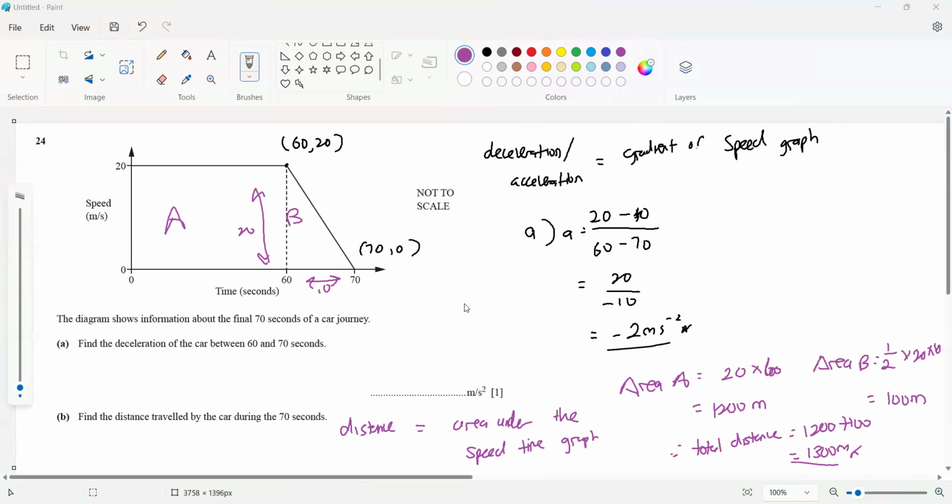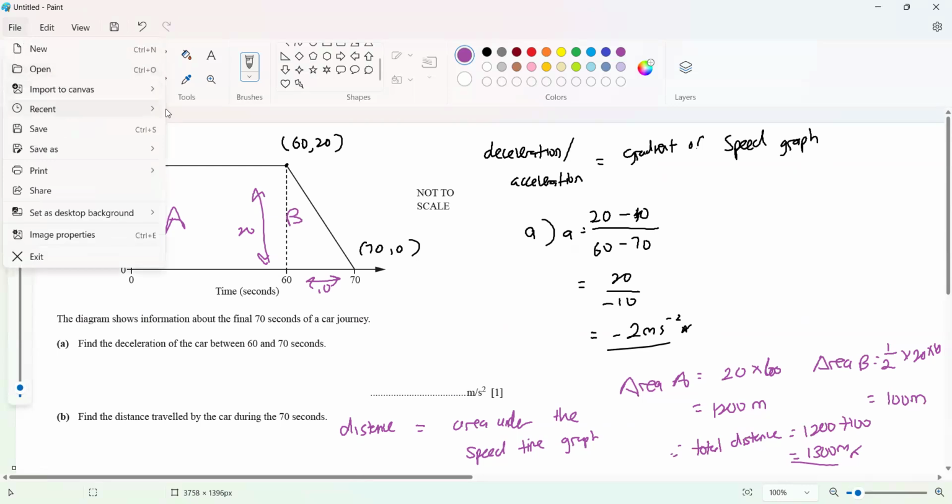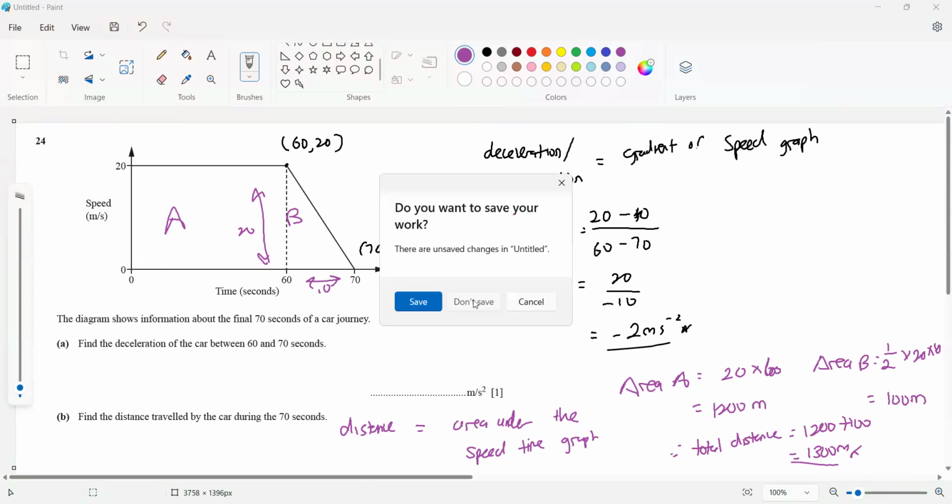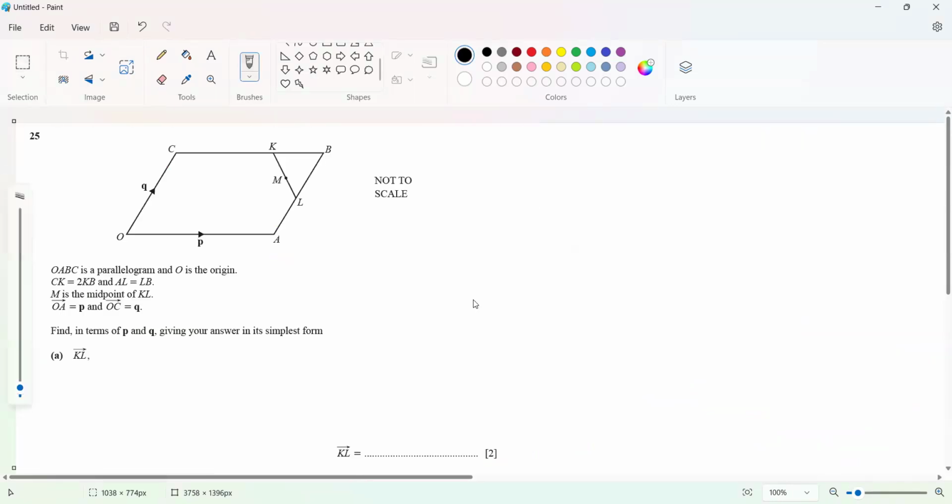And then moving on to our final two questions. So first of all, we have 25. For question 25, OABC is a parallelogram and O is the origin. CK equals 2 KB. So I can just put CK as 2 parts and KB as 1 part. Right. So AL equals LB.